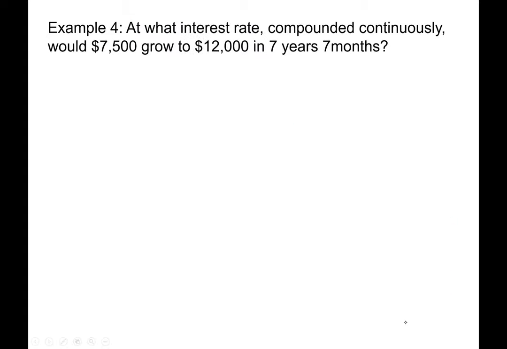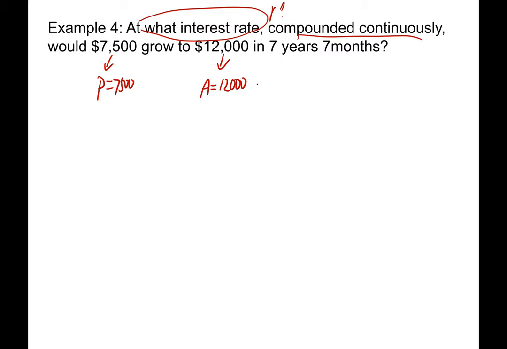And example four, at what interest rate? So definitely, the interest rate R is what you're looking for. Compounding continuously, at what rate will $7,500 grow to $12,000 in 7 years and 7 months? So principal is given, P is 7,500, ending balance 12,000. Then time T is given, 7 years and 7 months. If you turn this into a fraction, it will be 7 and 7/12. Then we get all these three. The only thing we don't know is the interest rate.